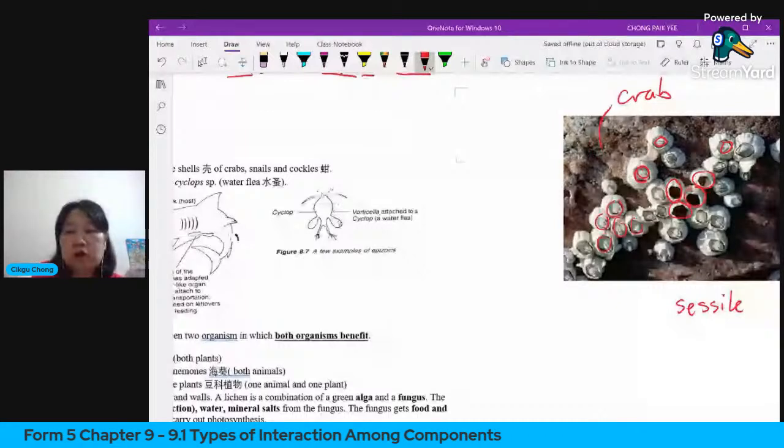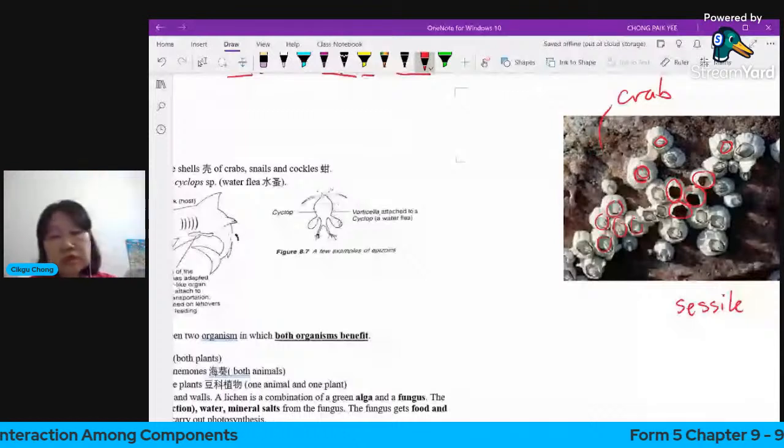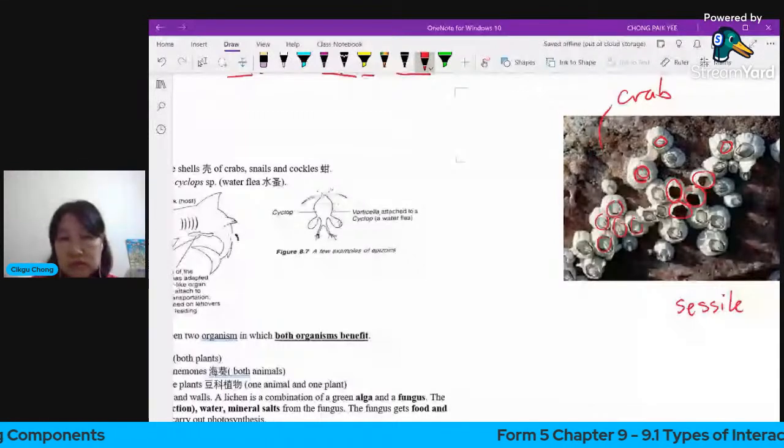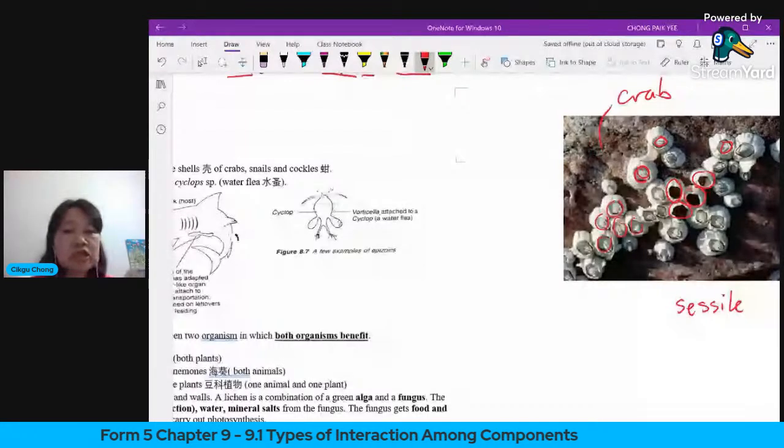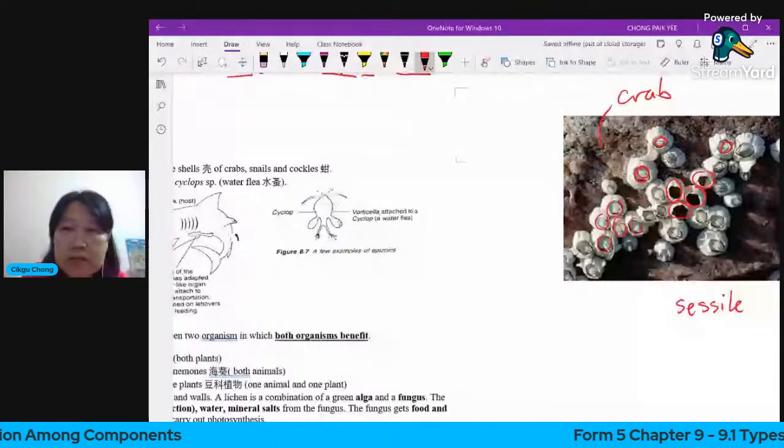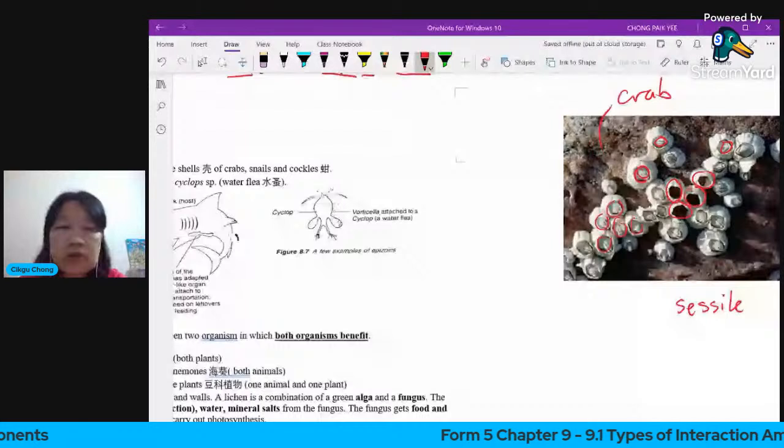I get food from you, in return, I give you protection, I give you water and minerals, that's the fungus. Then the alga says, all right, I'm giving you food, so I must get something from you. I'm getting protection and minerals from the fungus. Okay, and of course, don't forget oxygen. So when algae produces food, they also produce oxygen. So it's good for the environment, and also the fungus will get to use the oxygen as well. Okay, so that is lichen.